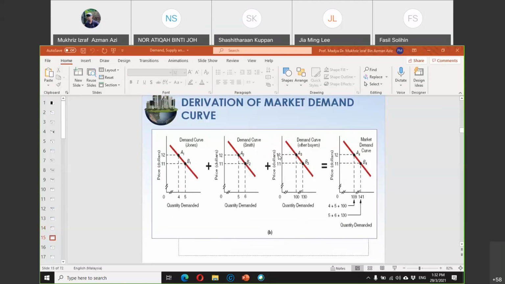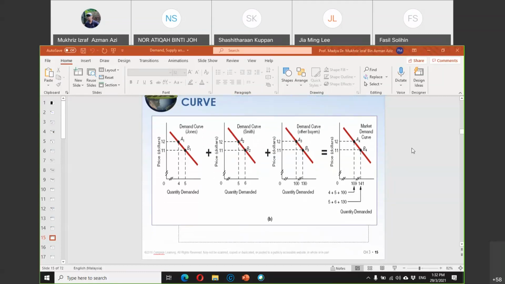And this is in terms of graph. Person number one, person number two, and the rest of the people. When you add every quantity at the same price, you arrive at the market demand. Basically, the market demand curve and the individual demand curve have the same shape, downward sloping. It's just about how you understand individual demand versus market demand. Market demand is the sum of all individuals in the market.